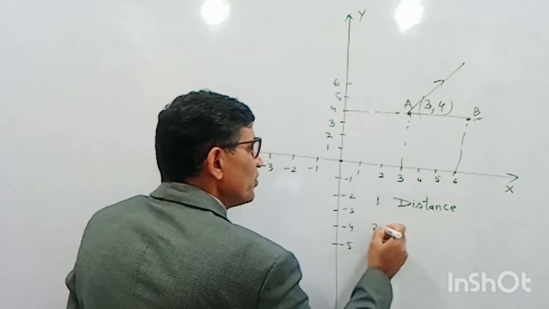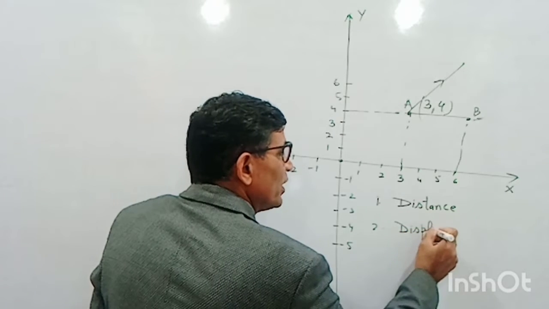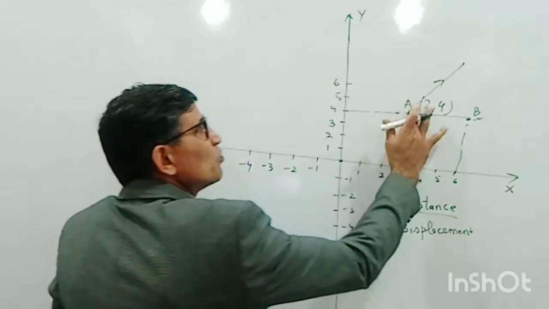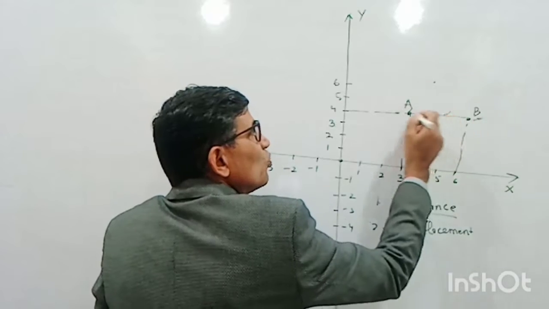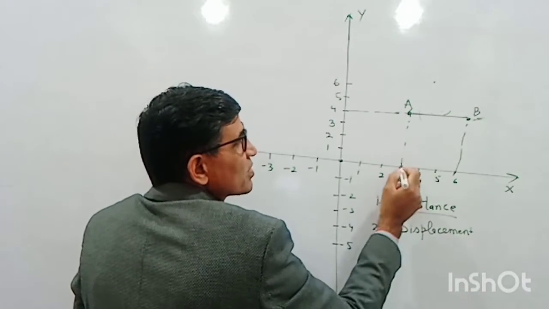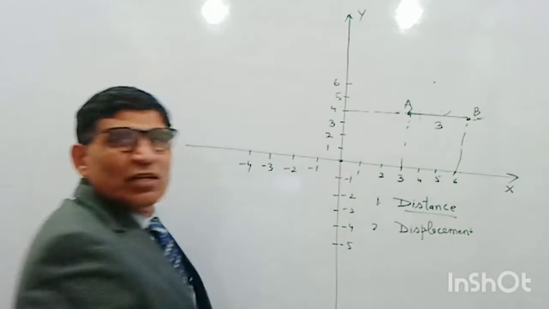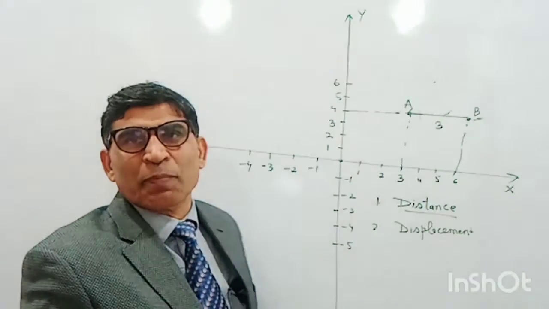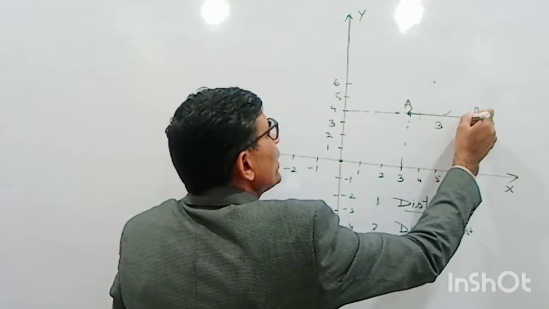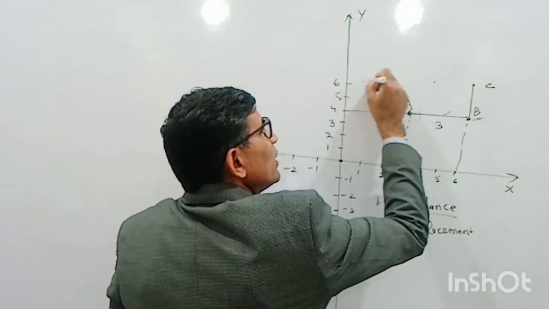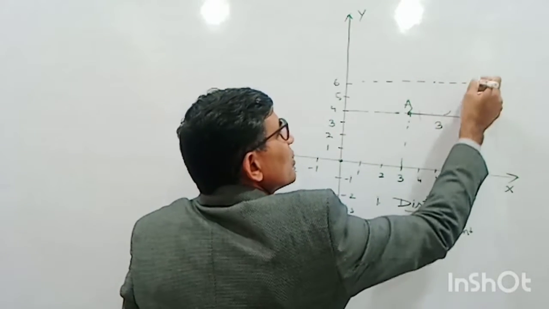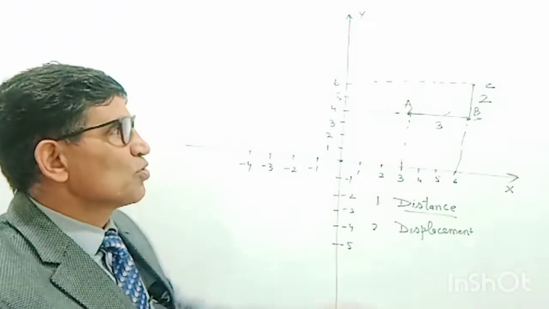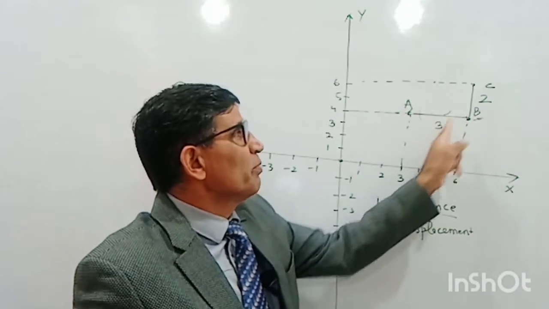So what is the difference between the two, distance and displacement? If a body is moving from point A to point B, the distance covered along the x-axis is 3, from 3 to 6. If the same body is moving from point B to point C and its y coordinate is changing, from 4 to 6, it is moving by 2. So here the total distance covered is 3 plus 2, that is 5.